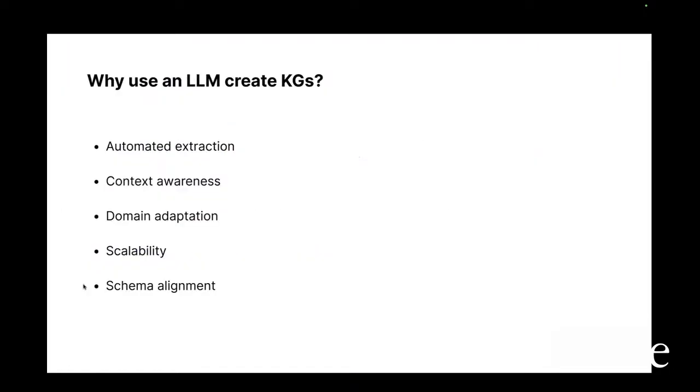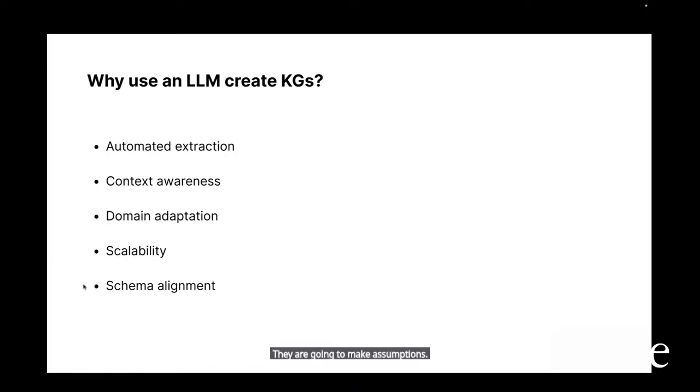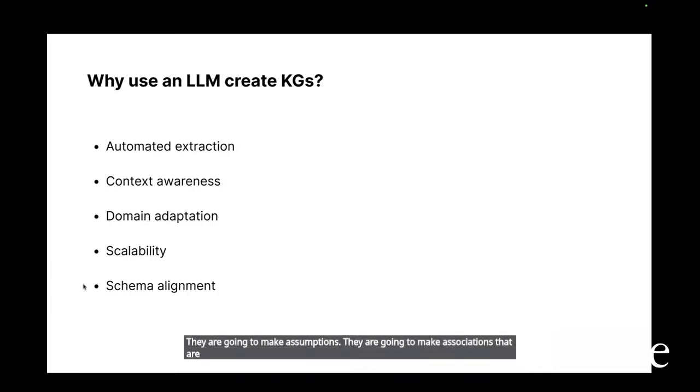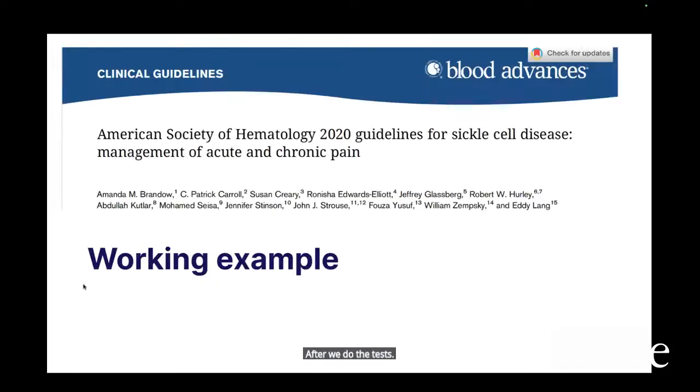Of course, all of these advantages could also be disadvantages, right? You could tell me that because large language models are so generalistic, they are going to make assumptions and associations that are not trustworthy, right? That, of course, can be a disadvantage, and that's one thing that we would need to control for after we do the tests.